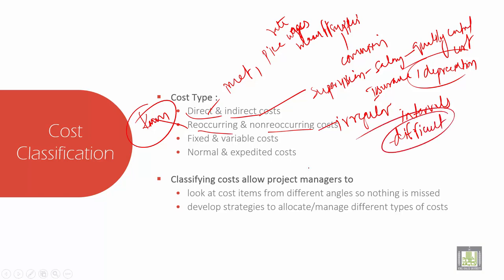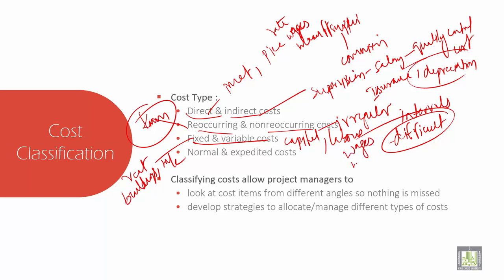Then fixed and variable costs. Fixed costs include rent for the buildings, then machinery. So these are the fixed costs. Variable costs vary, and generally variable costs are related to capital and labor, salary. Sometimes they do some overtime, all these variable costs, including wages, then materials used in production. Sometimes they use more materials in production. So this all varies. Then finally, you have normal and expected costs.